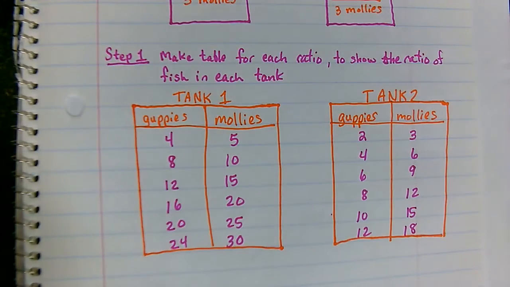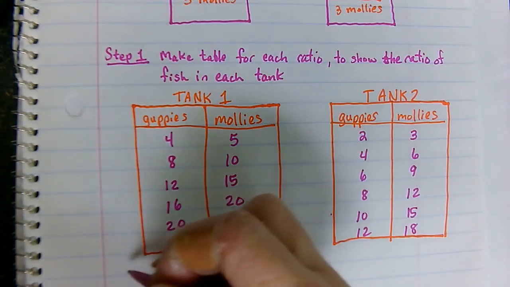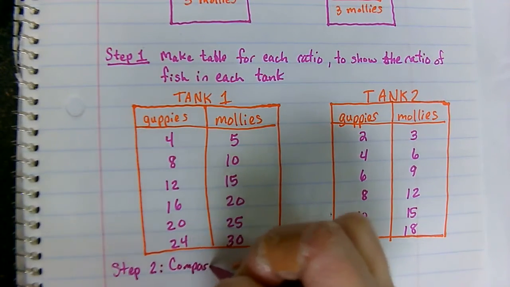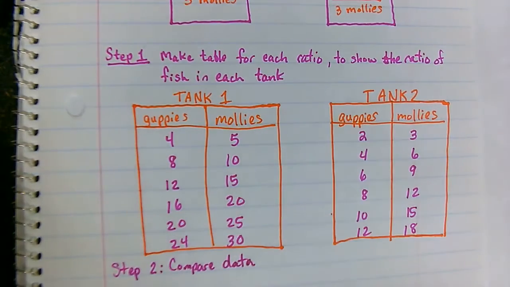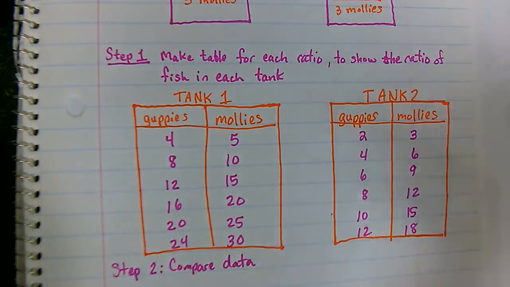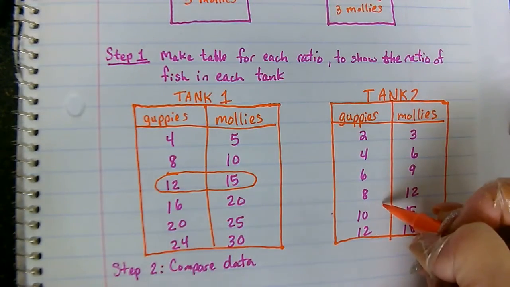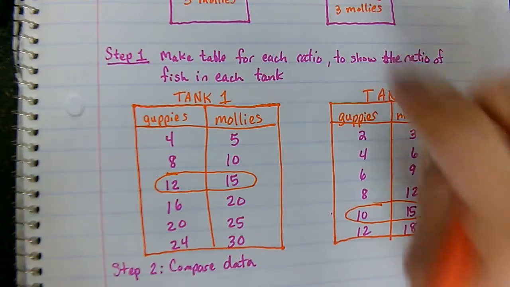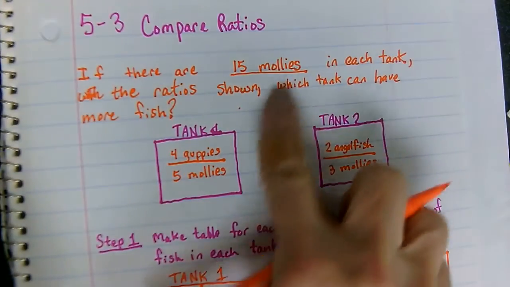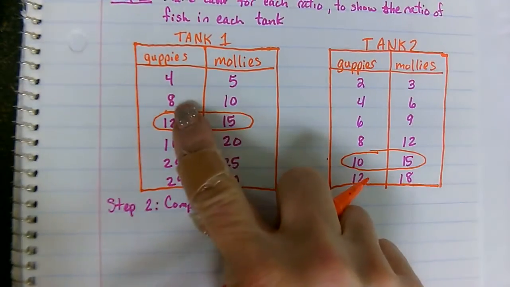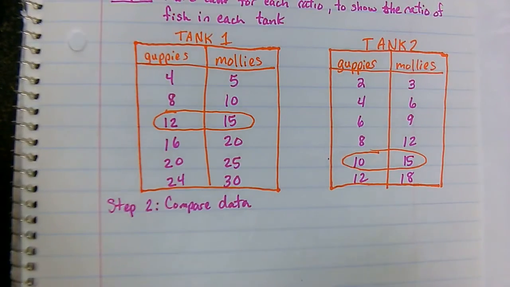Okay. Step 2, we're going to compare the data. Now, first of all, if I go back over to here and I circle 12 to 15, and I come down here and I circle 10 to 15, because what we're looking at back up here at the top was if there are 15 mollies in each tank. Then we look at the ratios of 15 mollies and what the amount of guppies would be in each tank, okay?